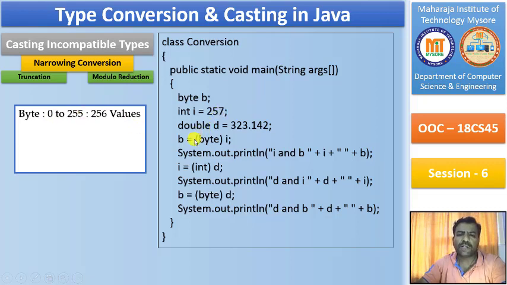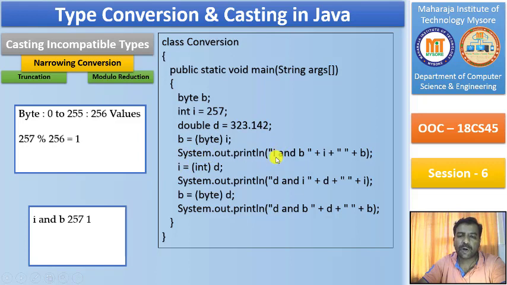So when I assign b equals (byte) i, we are going to perform the modulus operation here, because remember the byte can hold a maximum of 255. That means it can hold 256 values. So I need to perform the modulus operation on 257. When I do 257 modulus 256, the remainder I'm going to get is 1. Hence the value 1 will be stored in variable b. When I print the output, the value of i is going to be 257 and the value of b is going to be 1.